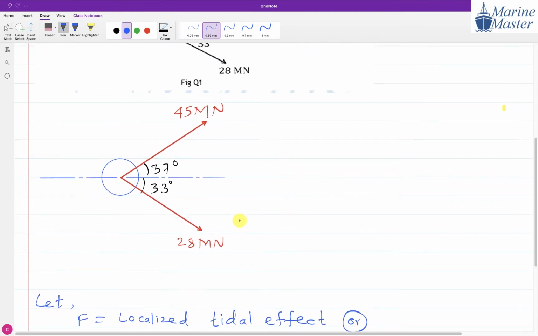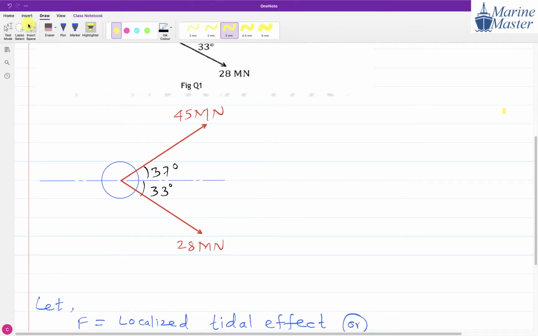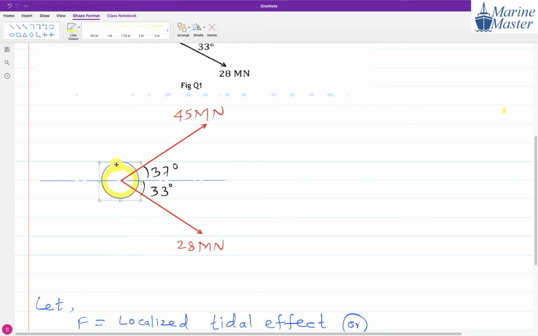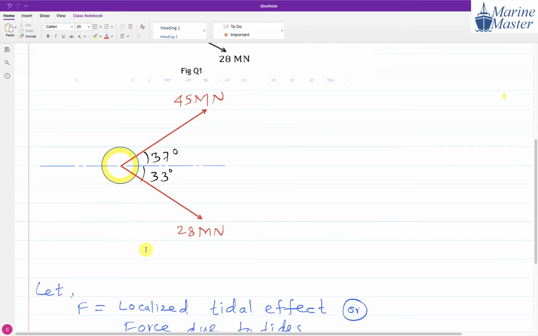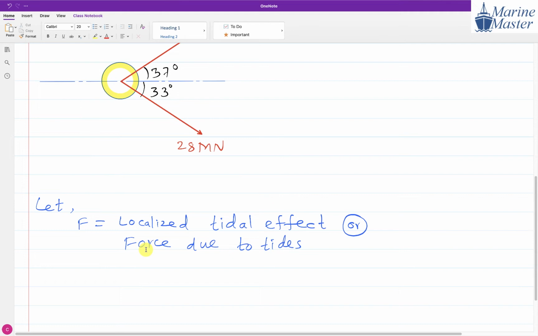Now just imagine that this circular one I am highlighting is our oil rig. On the oil rig, how many forces are acting? 3 forces. What are the 3 forces? Force due to tides, 45 meganewton from one support vessel, and 28 meganewton from another support vessel. Very good. So we have 3 forces. Now try to see the scenario.